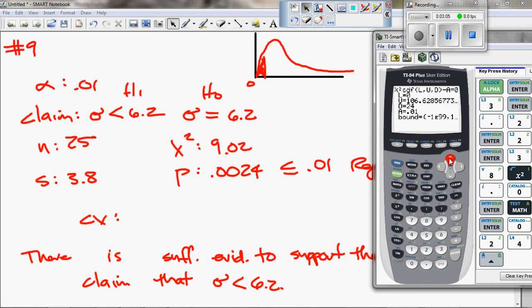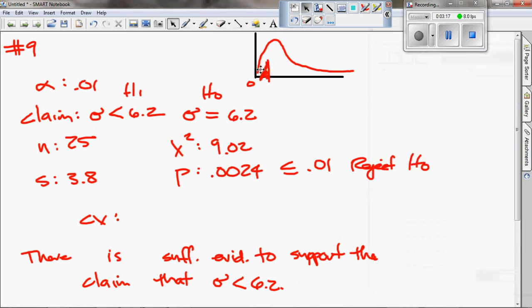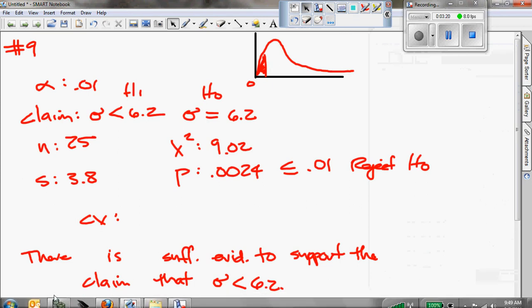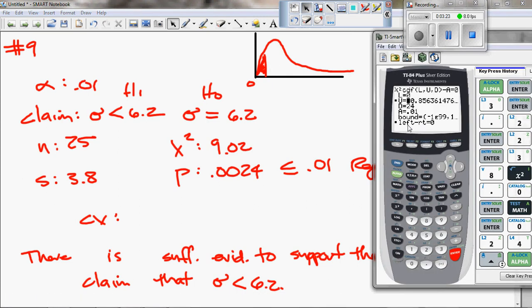And we go back up to the U for upper boundary, hit alpha and enter. And that will give us our critical value, the value that's going to separate this shaded region from the non-shaded region. And that's 10.85 is that critical value.